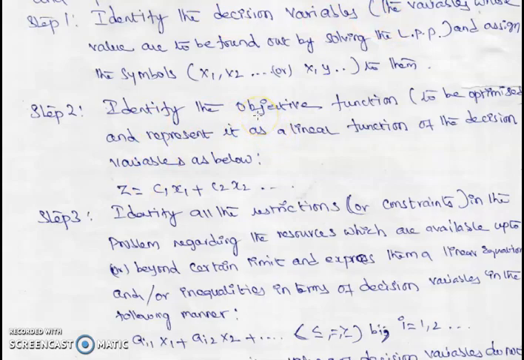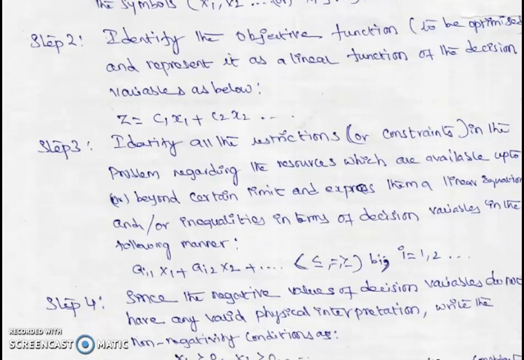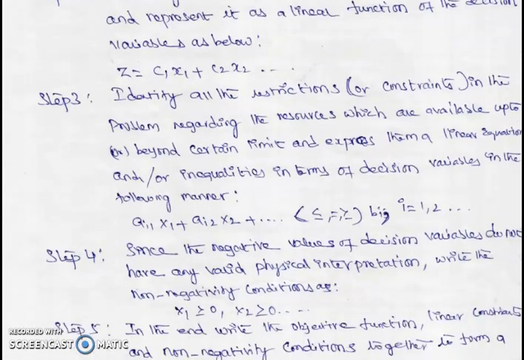The objective function to be optimized is represented as a linear function in the decision variables: z equals c1 x1 plus c2 x2, etc. And third step is to identify all the restrictions or constraints in the problem, regarding the resources which are available only up to a certain limit.